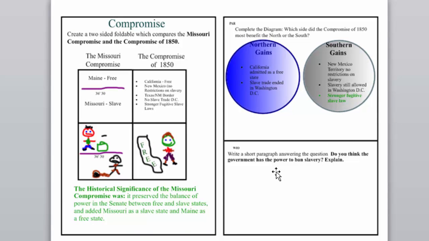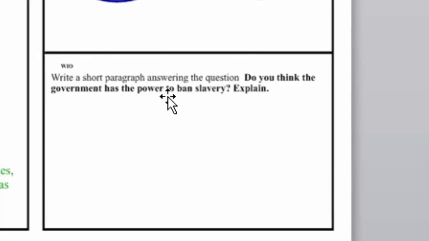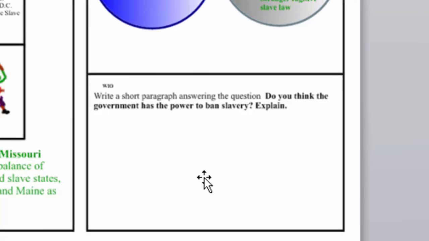Your writing portion is write a short paragraph answering the question, do you think the government has the power to ban slavery? Explain. So you either take the northern side and back it up with the Fifth Amendment and the moral argument, or you take the southern side and back it up with slaves being property in the Fifth Amendment.